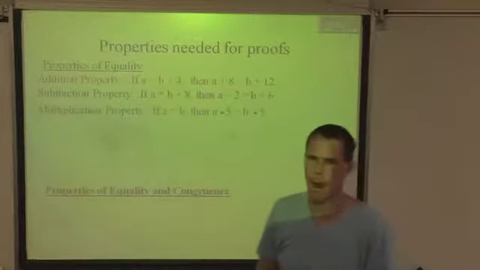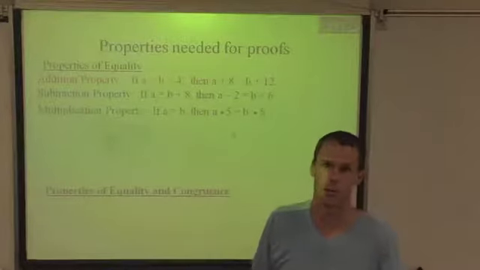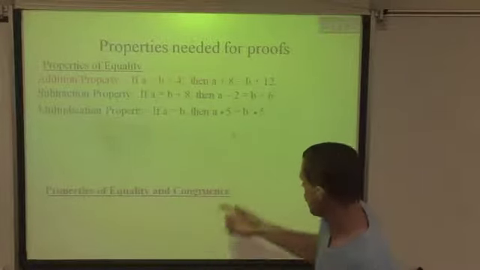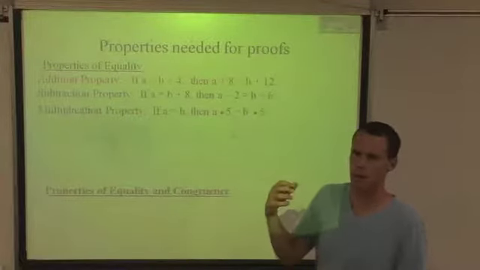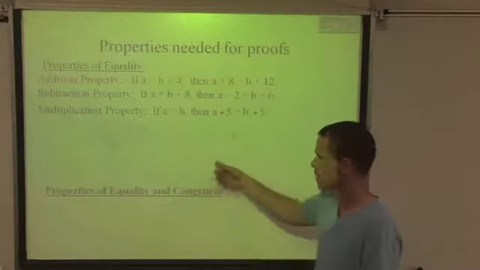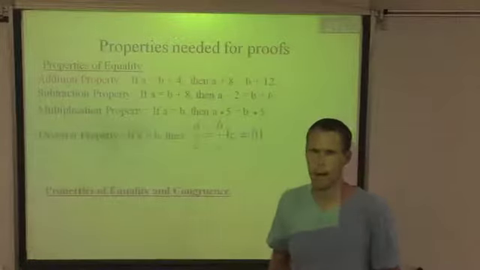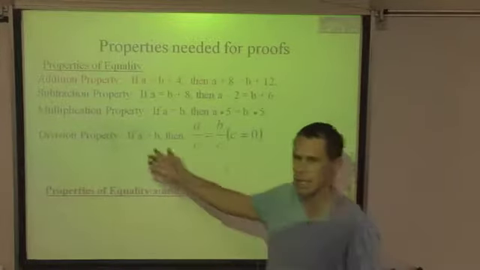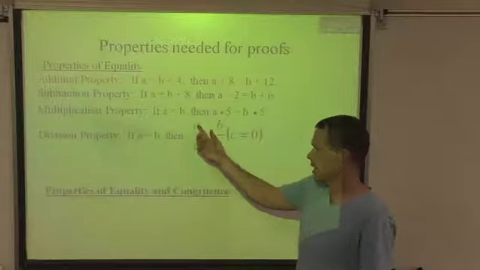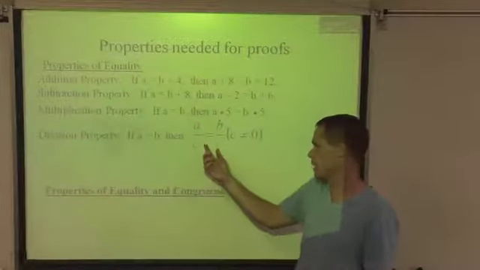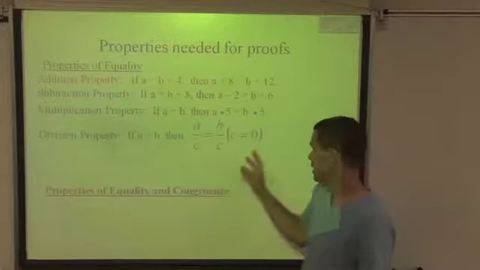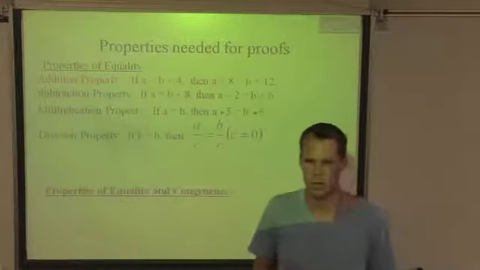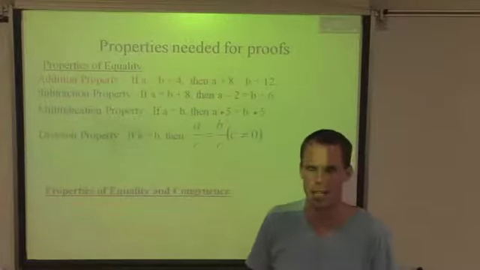The multiplication property says that if A is equal to B, then if we multiply A times 5, it will be the same thing as multiplying B times 5. And finally, the division property says that if A is equal to B, then A divided by C will equal B divided by C. As long as one little thing, C does not equal 0, because we don't know how to divide by 0. It's an undefined value.